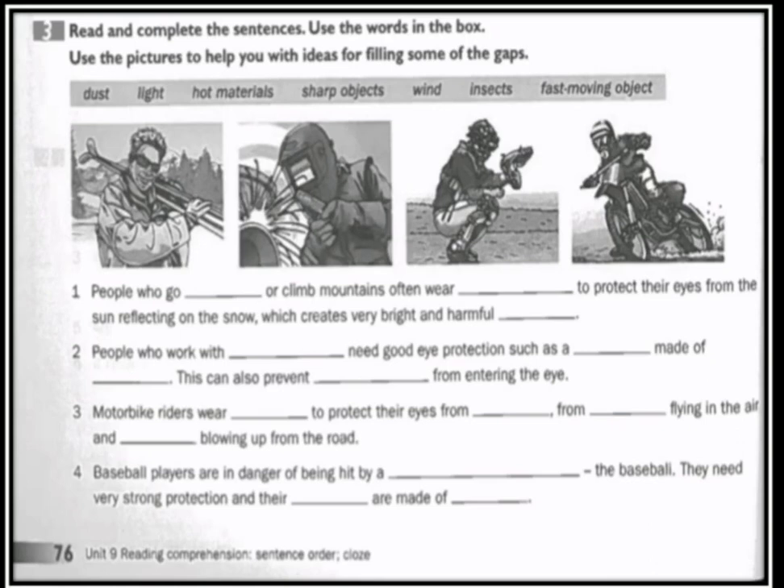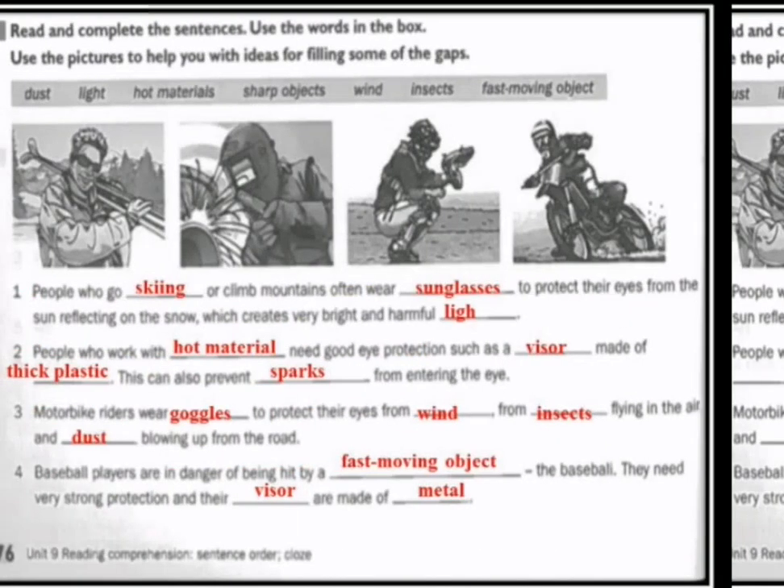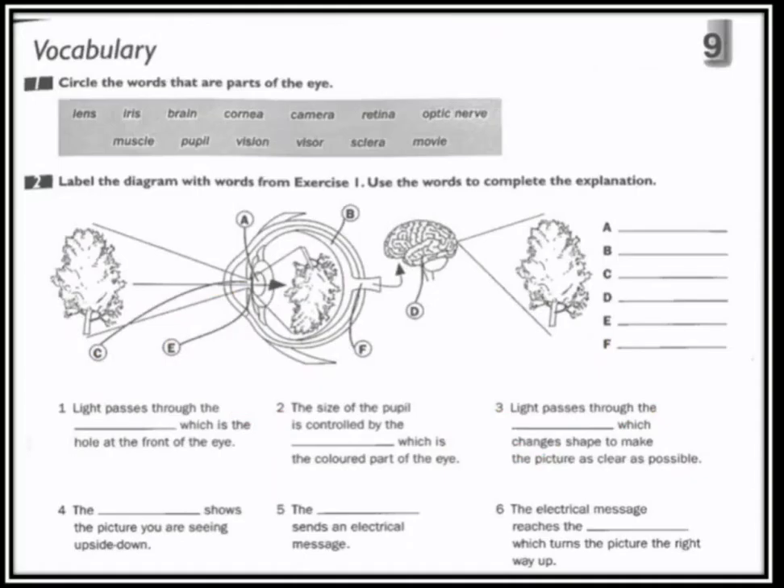Now my dear students, write down the answers on your book. And now my dear students, let's go to page 77 and do exercise number 1. It is vocabulary. Circle the words that are parts of the eye. You are required to put a circle around the words that are parts of the eye.